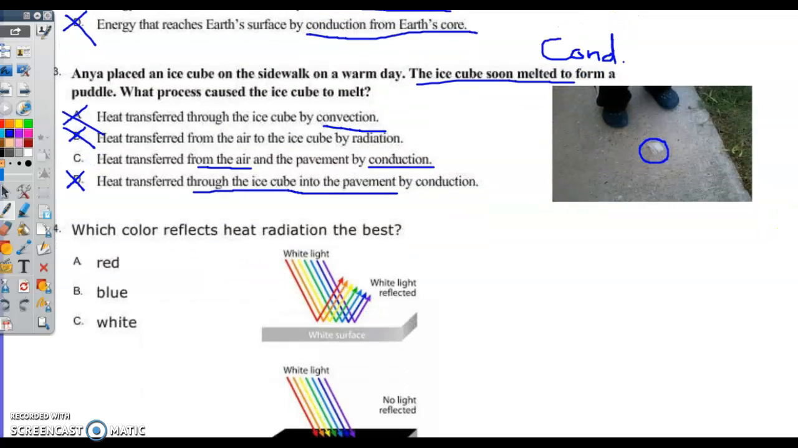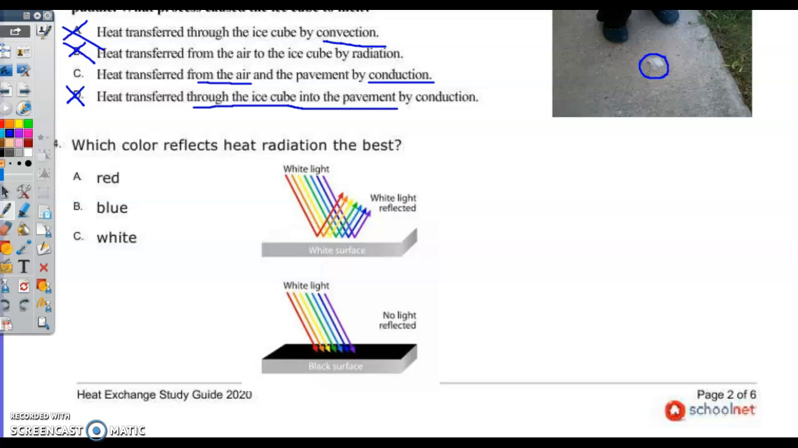4, not going to spend a ton of time on this, although I did put a picture on there to kind of remind me of what's going on. Which color reflects heat radiation the best? White's the answer, Keegan, and we talked about this yesterday when Dave and Cody were in the snow in dual survival. And snow reflects about 80%.